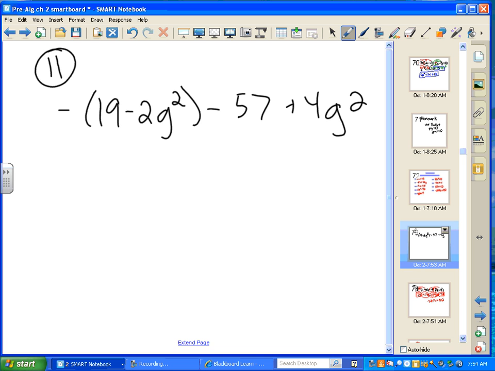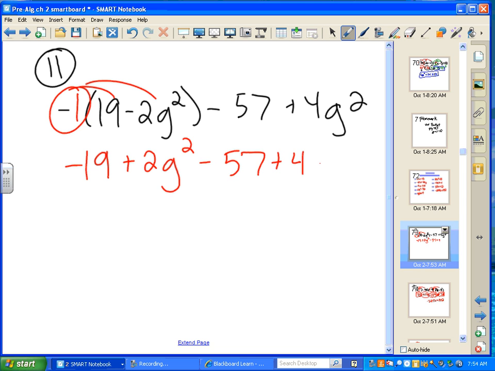Okay, Annalise, first thing you need to do is put a 1 here, because this is really a negative 1 that gets distributed through. So we have negative 19 plus 2g squared. Did you have that when you distributed? Okay, that's why. A negative 1 times a negative 2 is a positive 2. You okay? Sure? From there, you just combine like terms.